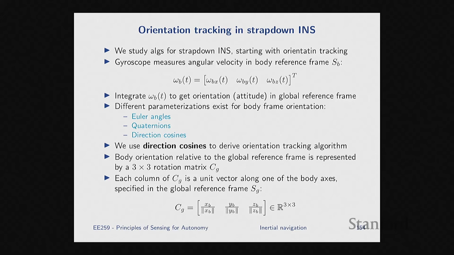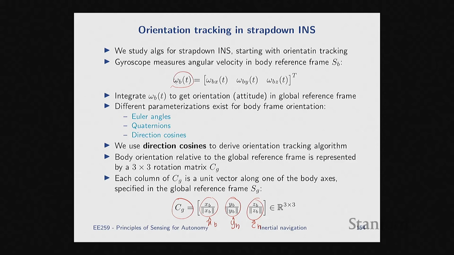So in the 3D case, your C sub G is going to be a 3x3 rotation matrix. Specifically, its three columns are the three basis vectors of your body frame of reference as represented in the global reference frame, right? So if x sub b, y sub b, and z sub b are the three axes of your body frame of reference, the first column of C sub G is just x hat b, the unit vector in the x_b direction, then y hat b, and z hat b. So this is the matrix that we are trying to find using the readouts of the gyroscope.